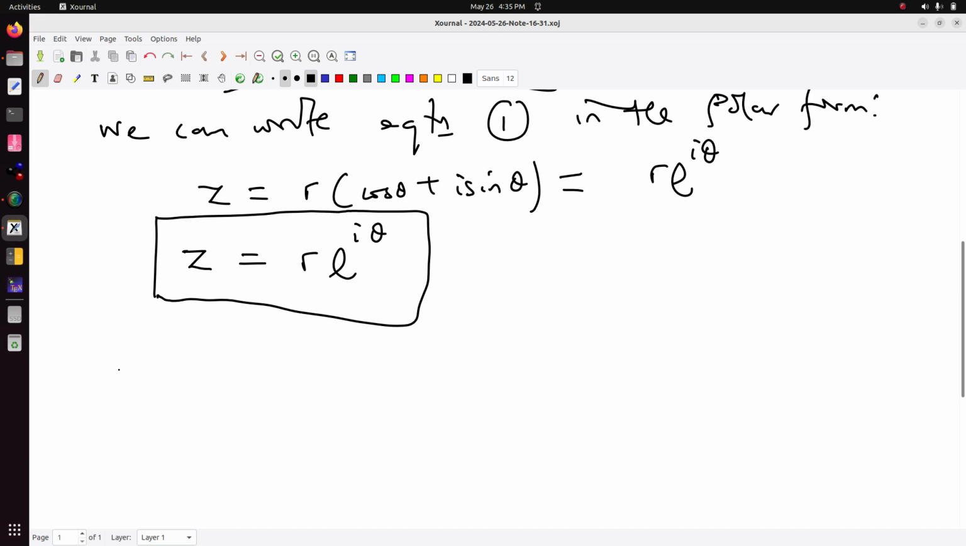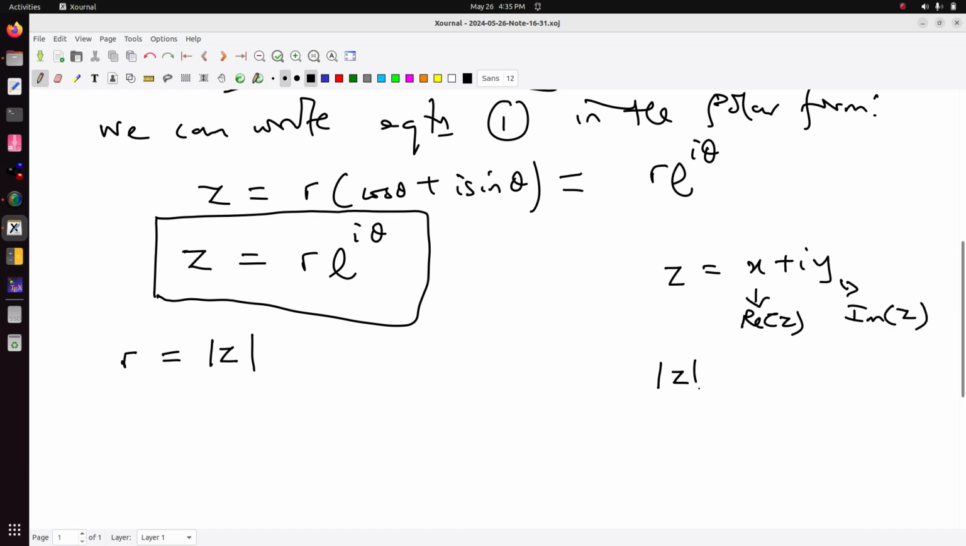What is the r? The r is the modulus. In the last class, we talked about the modulus of a complex number. If you represent a complex number z as x plus iy, where x is the real part and y is the imaginary part of the complex number z, the modulus of z is the square root of the square of the real part, x squared, plus the square of the imaginary part, which is what? y squared. So this r is the modulus of the complex number.